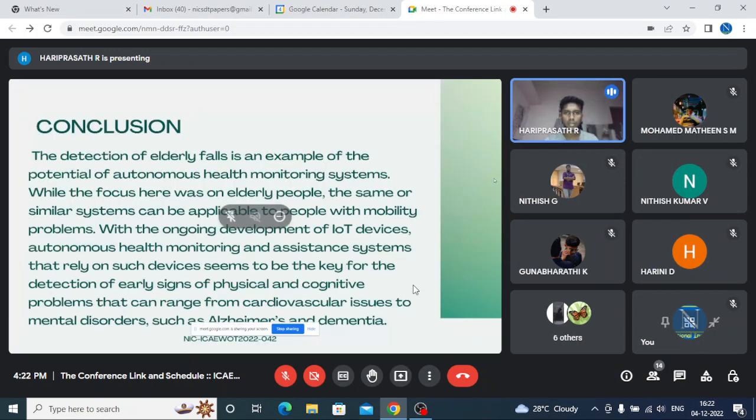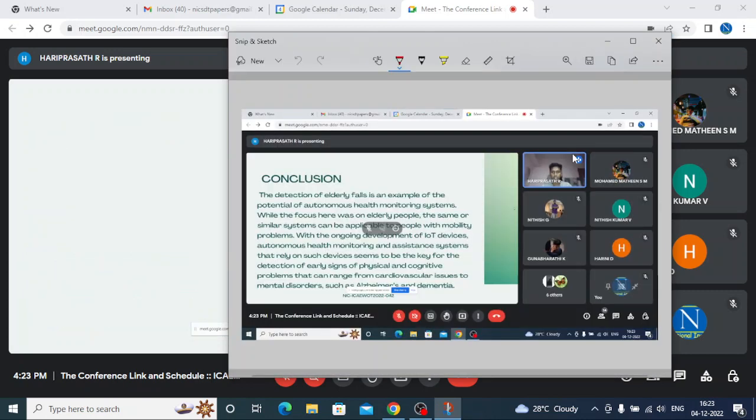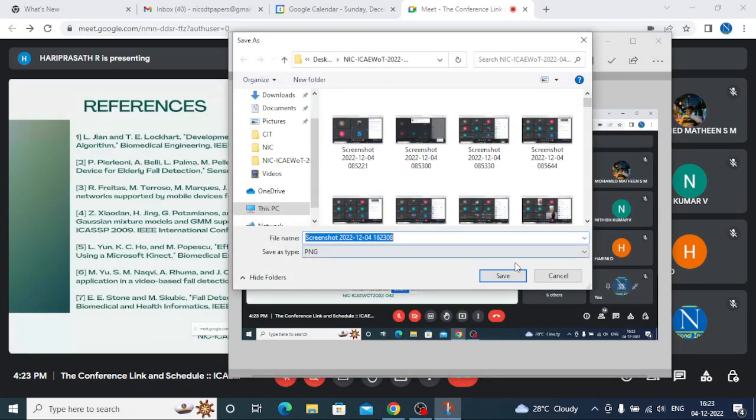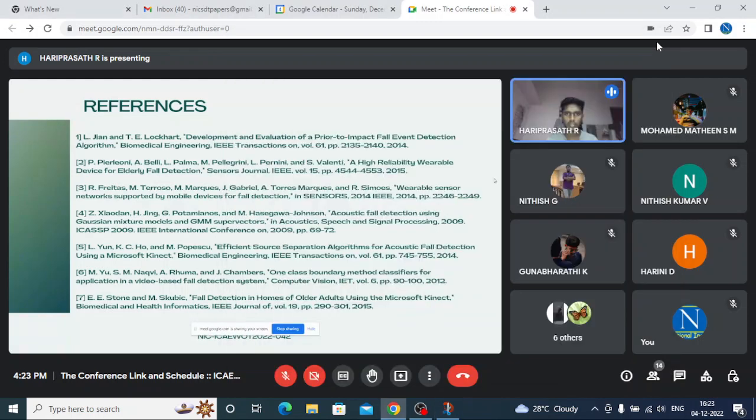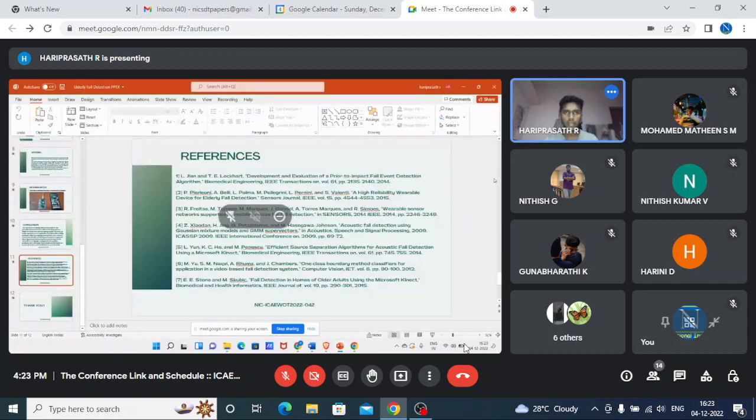In conclusion, elderly fall detection is an example of the potential of autonomous health monitoring systems. While the focus here was only on elderly people, the same or similar systems can be applicable to people with mobility problems. With the ongoing development of IoT devices, autonomous health monitoring and assistance systems that rely on such devices seem to be the key for the detection of early signs of physical and cognitive problems, which can range from cardiovascular issues to mental disorders such as Alzheimer's and dementia. I have taken references from these articles to prepare this paper. Thank you, sir.